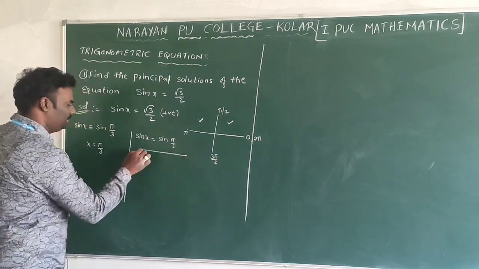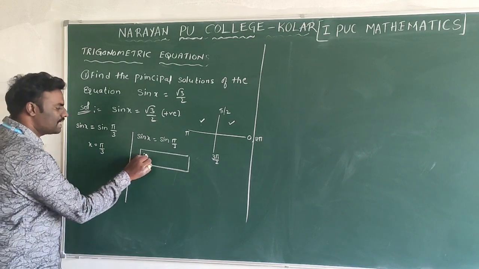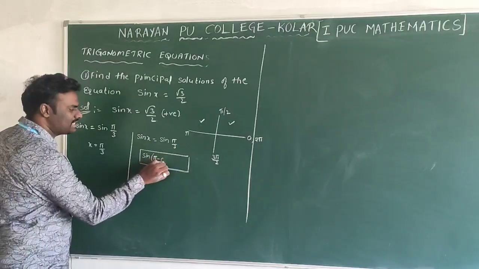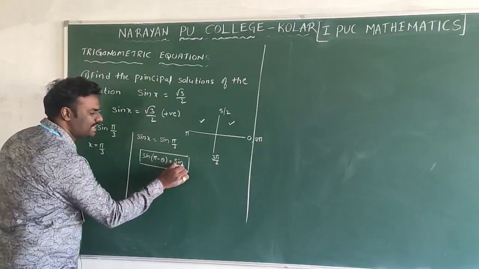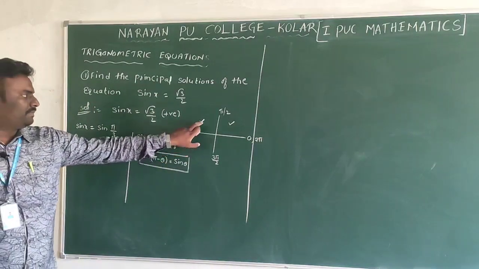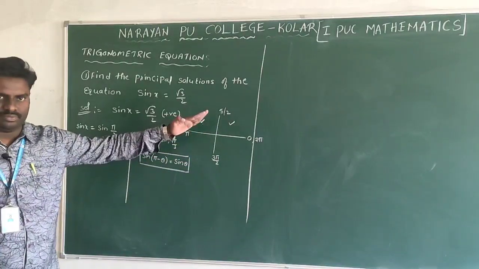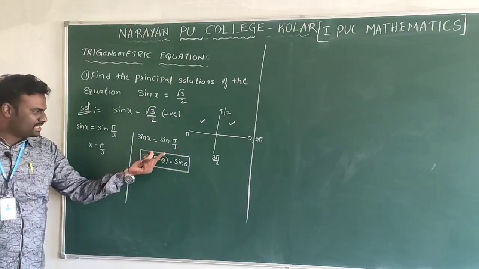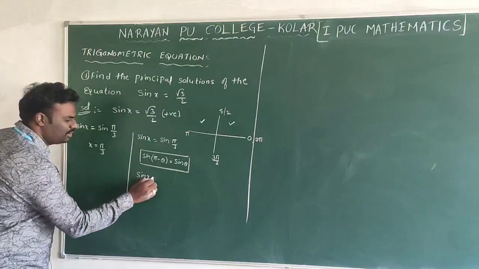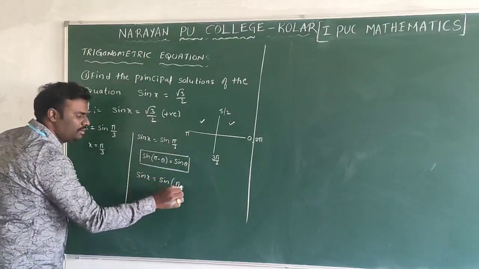We have one formula in the ASTC rule. What is that? Sin of pi minus theta is nothing but sin theta. Why? Because pi minus theta will go to which quadrant? Second quadrant. In the second quadrant sin is positive. Now this can be written as sin of pi minus theta. Now sin x is equal to sin of pi minus, in place of theta what do we have? Pi by 3.